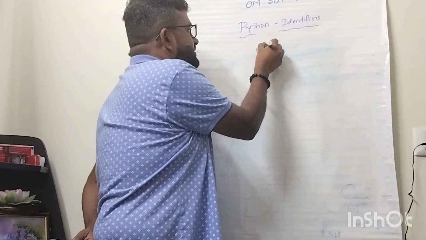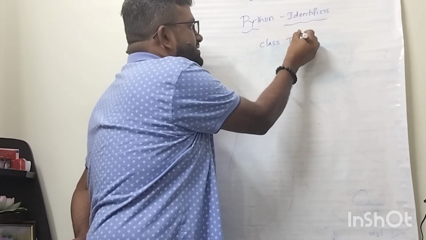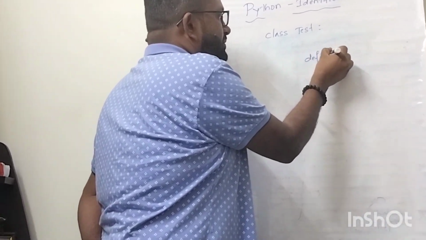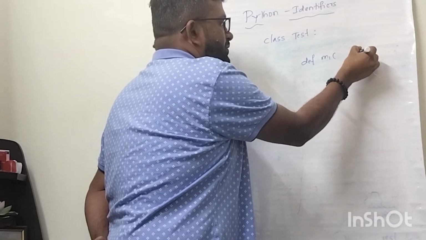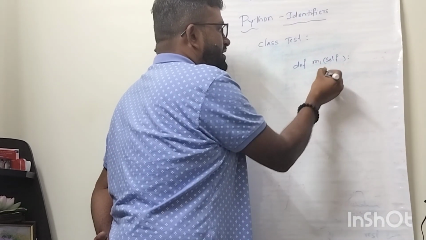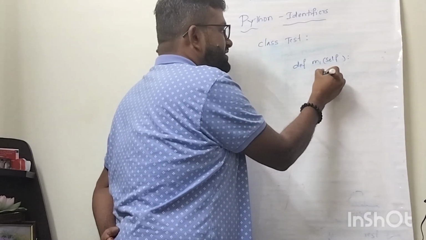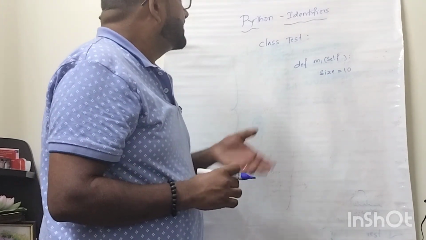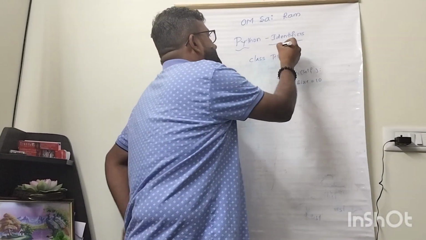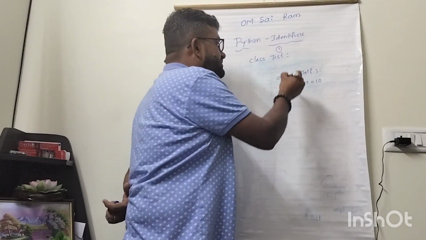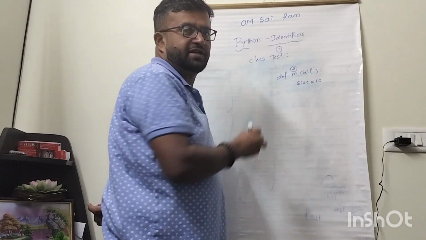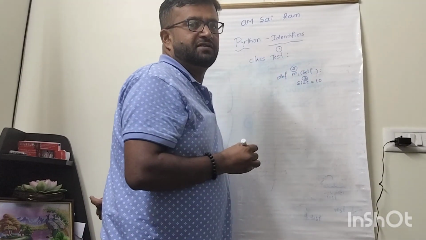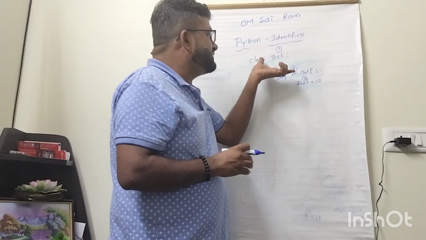I will take one example. Here there is a class called TestClass. Within the test class there is a method, def em1. Here I will create one variable called size variable. The class name is one identifier. The method name em1 is a second identifier, and the variable size variable is a third identifier. So in total there are three identifiers here.